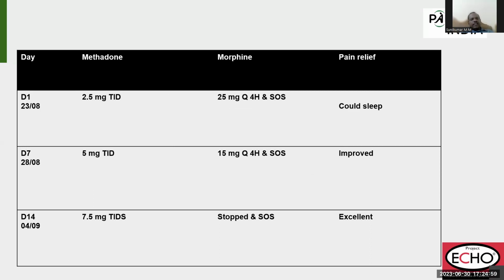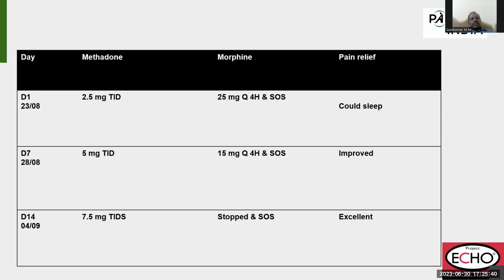So on the first day, we actually added 1/3 of the methadone and reduced the morphine by 1/3. And by 3-4 days, the patient was able to sleep. And on day 7, we added another 1/3. So it became 5 milligram TID of methadone and reduced the dose of morphine by 1/3. So it became 15 milligram. And on day 14, we gave full dose of methadone, whereas we stopped morphine. And this patient had excellent pain relief with methadone.